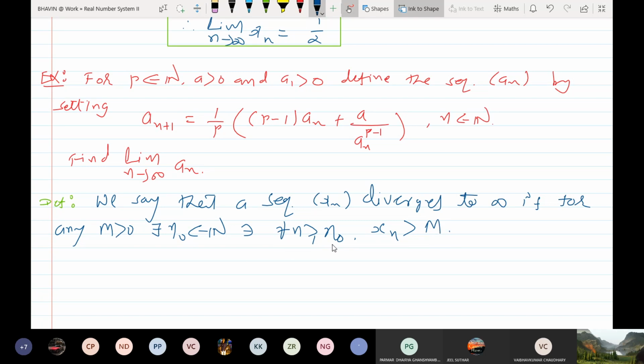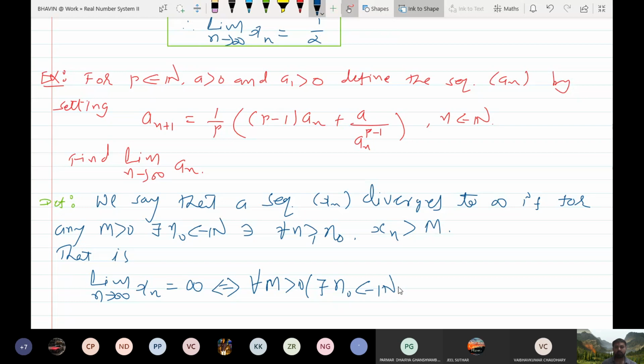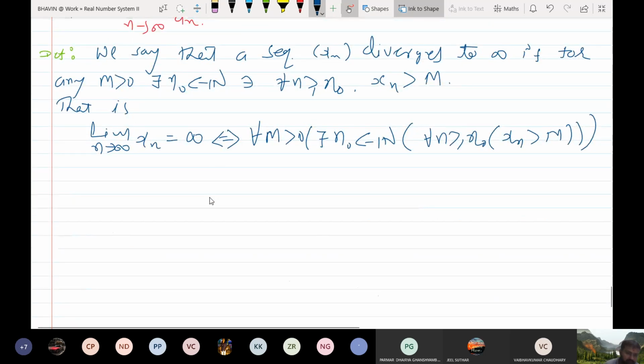So this is the definition of xn diverges to infinity. That is, limit n tends to infinity of xn is equal to infinity if and only if for every m greater than 0 there exists n0 in n such that for all n greater than or equal to n0, xn should be bigger than m. Clear? So in terms of quantifiers, I have written this definition.